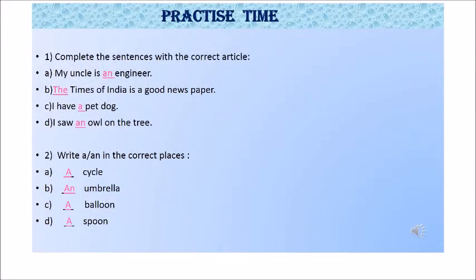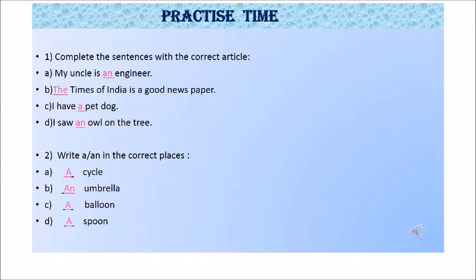Okay, now let us practice a little more in the form of these two activities. Complete the sentences with the correct article. A. My uncle is an engineer. Why have I written "an", children? Because engineer begins with a vowel letter E. So, my uncle is an engineer. Next sentence.